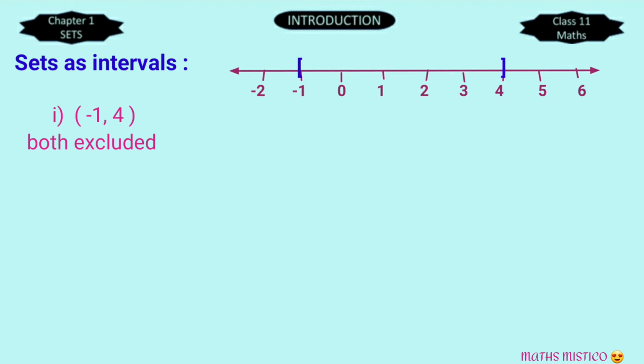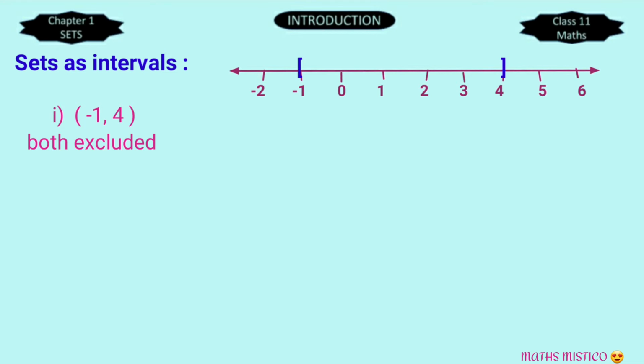So (-1, 4) is a collection of all the numbers lying between -1 and 4. What type of numbers are these? They are real numbers and are infinitely many. So we can say that (-1, 4) is a set, and it is clearly a subset of R.